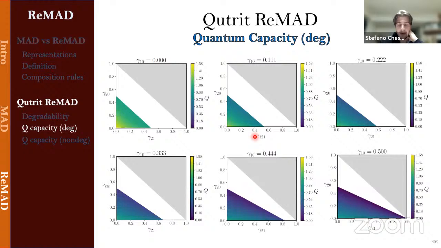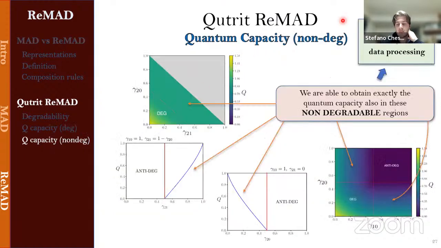But again, as happened with the multi-level amplitude damping channels, by exploiting data processing inequalities where the composition rules hold, we were able to derive upper bounds that coincided with efficiently computable lower bounds, which allowed us to compute exactly the quantum capacity of these channels in regions that are not degradable or anti-degradable. And this is a very nice feature because it adds the class of resonant multi-level amplitude damping channels to the number of examples for which we know exactly the quantum capacity, even without having degradability or anti-degradability.